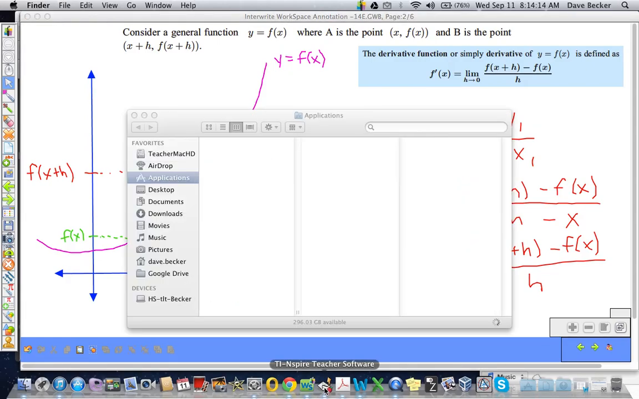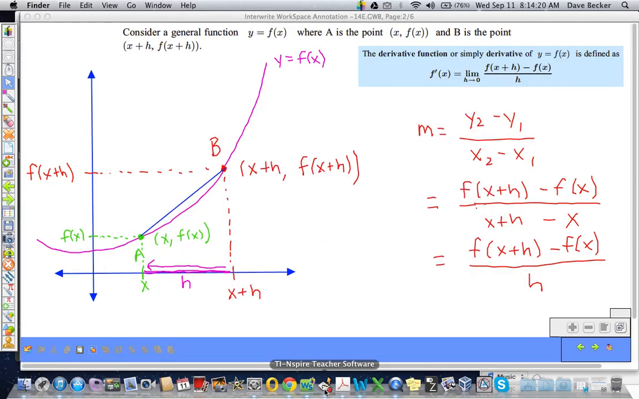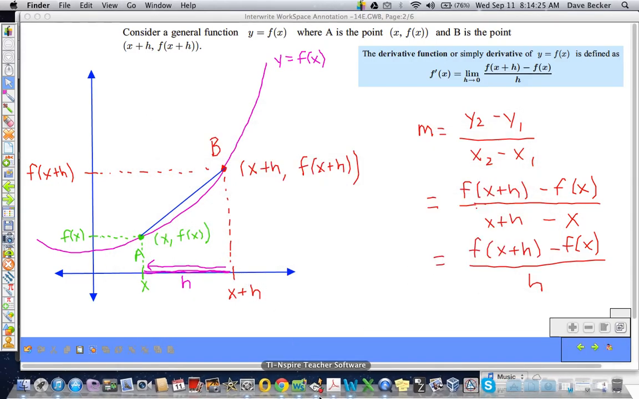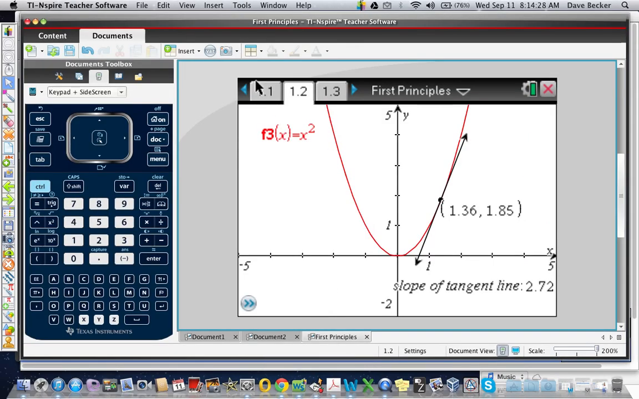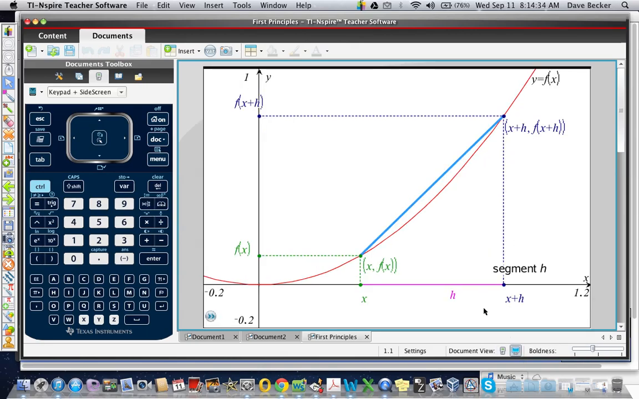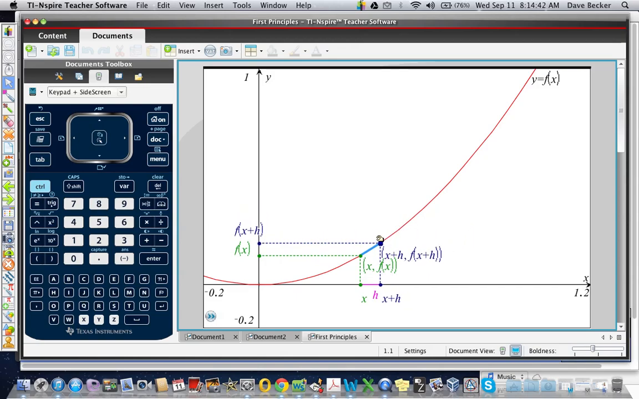So I want you to take a look at something. I want my graphing calculator, and I want to look at this picture on this view. I've drawn the same thing, and look at h here. I'm going to drag this point closer and closer, and you can see how the width of h is getting smaller until the width is actually 0, and we're almost on top of it. And so it's a limit. We're not actually getting there, but we're getting to 0.